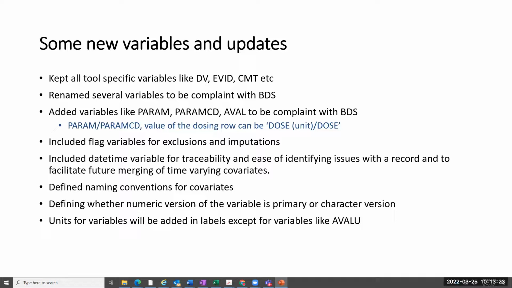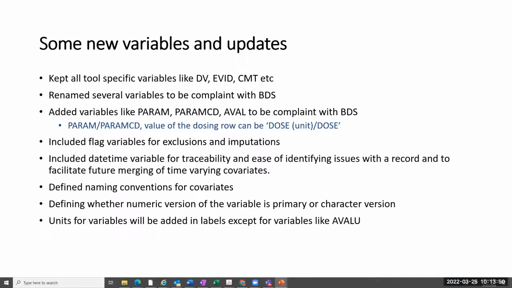There was a lot of discussion whether the numeric version of the variable is primary or the character version of the variable is primary, because we have a lot of pairs of variables where we have numeric and character. In the analysis, all the numeric variables will be kept, character variables will be pushed to the right, and the software can ignore them, but the data set will contain both.